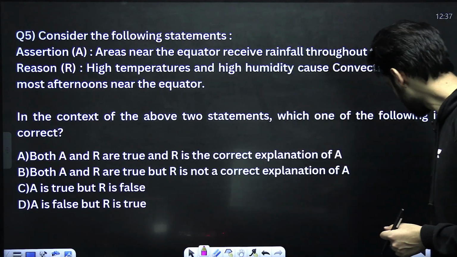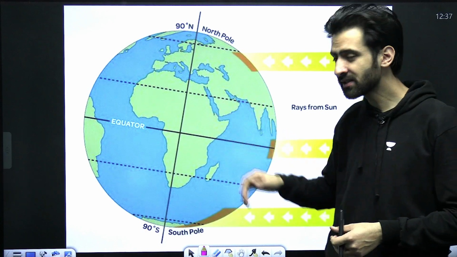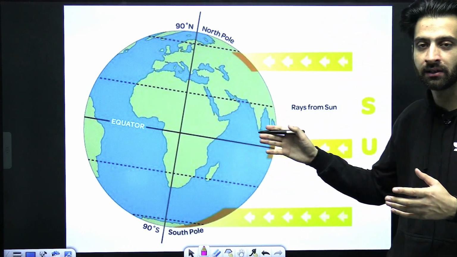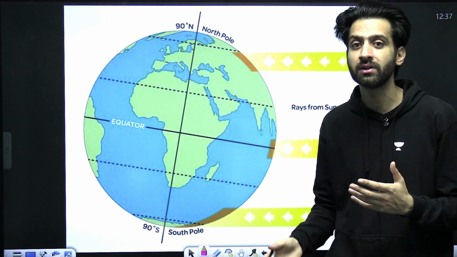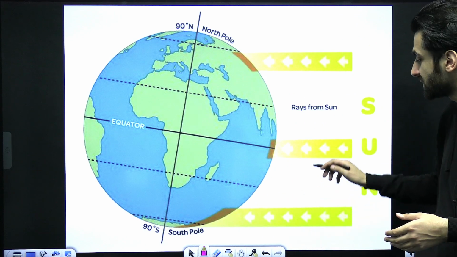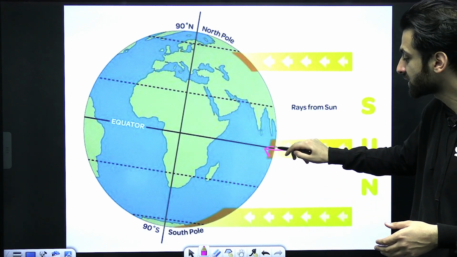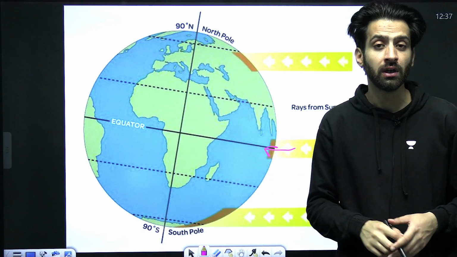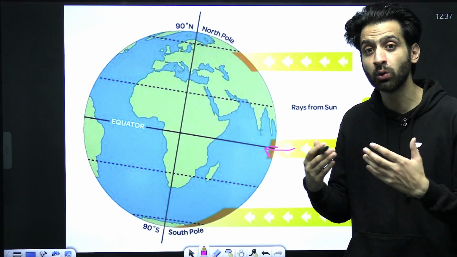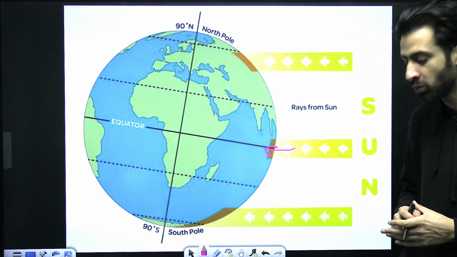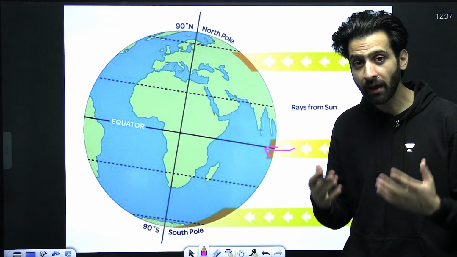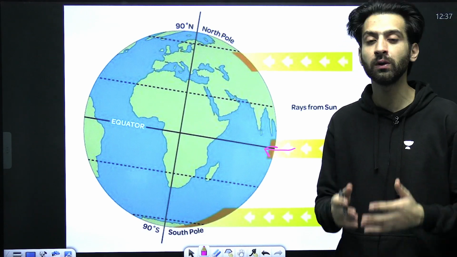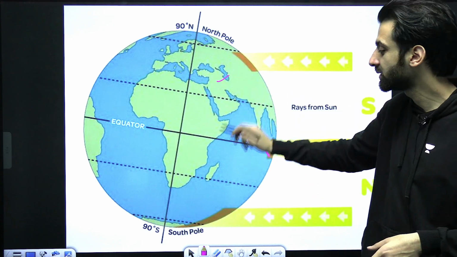What do you think? See, this is the Earth, this is the globe. What happens on the equator is that there is more solar insolation as compared to the poles. As you can see, this is the sun, and it's more focused on this region, the equatorial region. Here you will have more solar radiation, more heat. Because of more heat, the evaporation will also be more, and the rainfall will also be more as compared to these regions.